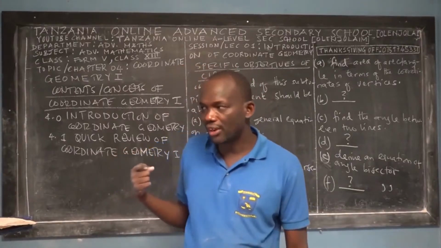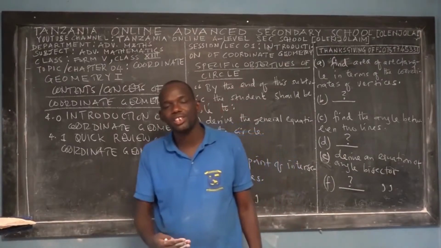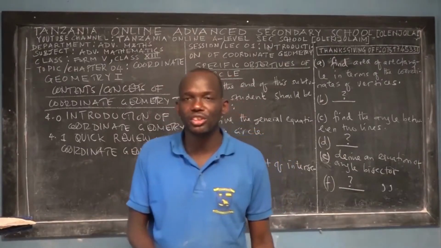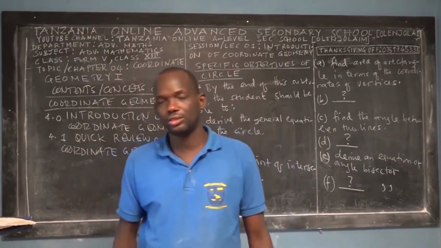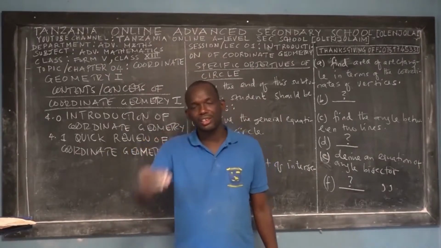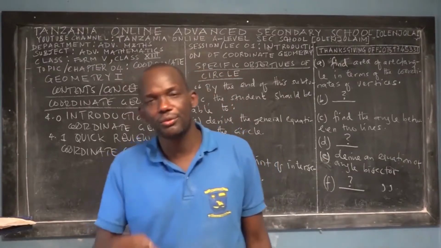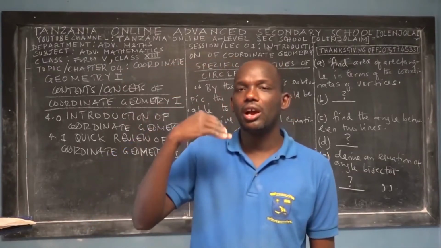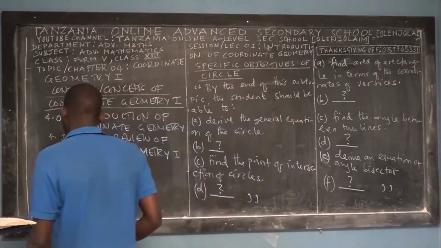So in Form 5, we advance and build on top of what we covered during our Form 1 and Form 4 education. Possibly you have forgotten those concepts, so I will take a short time to remind you of them before we build on top of the fundamental concepts that you have of coordinate geometry.